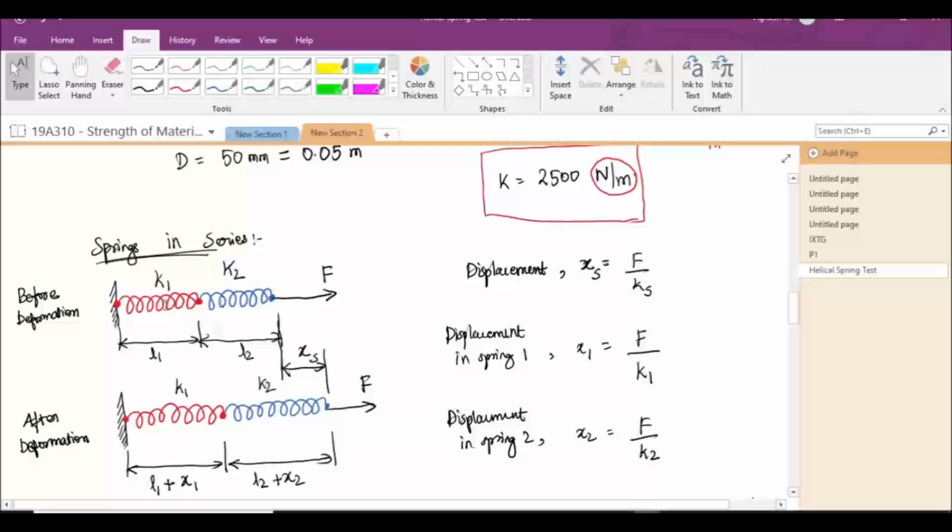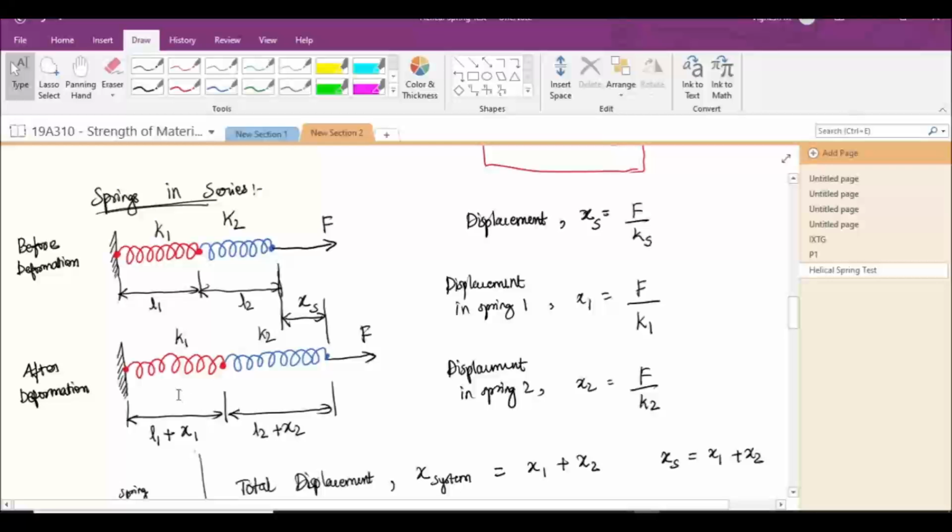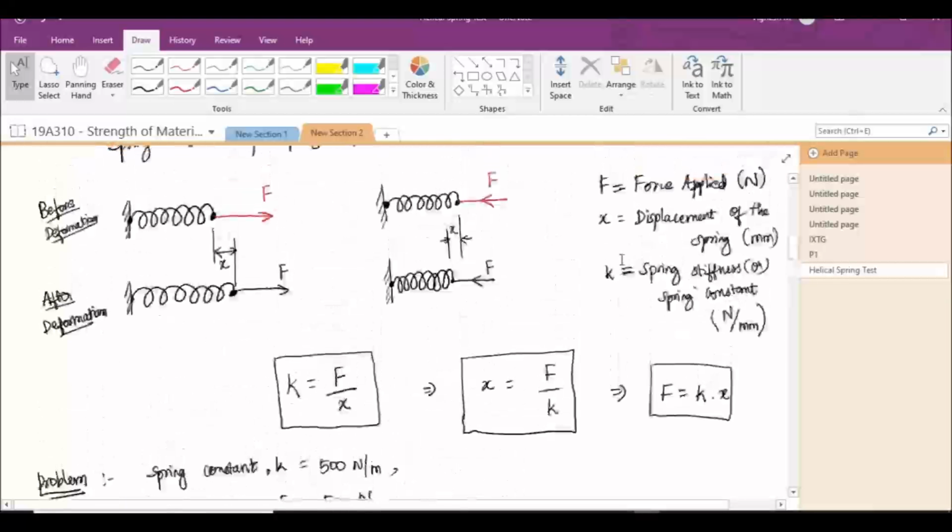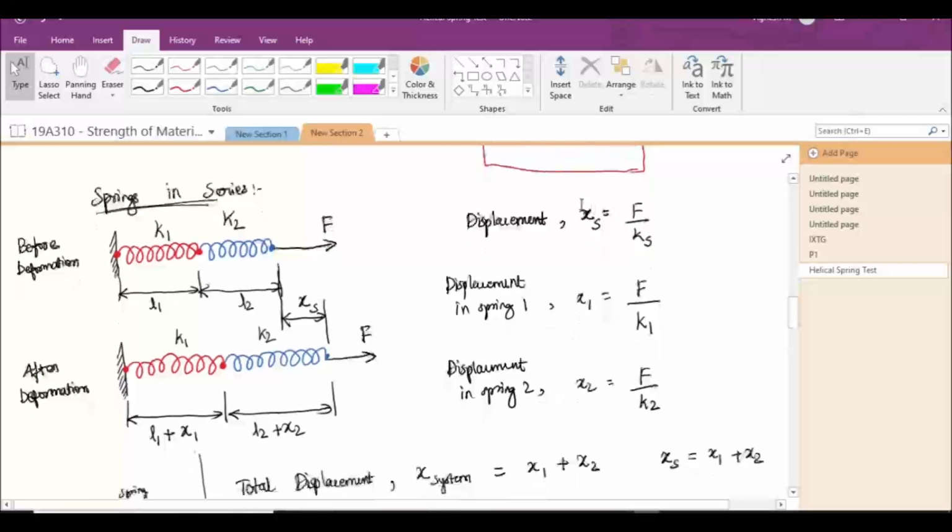Now I know the stiffness of the springs and I know the applied force. Now I need to find these values, xs and Ks. Ks is the stiffness of the entire system. Xs is the displacement of the entire system. X1 and x2 are the displacements of the first spring and the second spring. Now, displacement is nothing but force by stiffness. We already saw that formula. So here, the displacement of the entire system is going to be force by stiffness of the entire system.